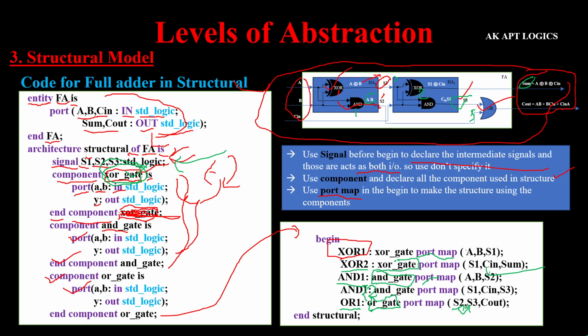If you have specified inputs first in the entity, then the first two values will be treated as inputs only, and the last one will be treated as the output. If you have specified an output first in the entity, then the first value you mention in the port map will be treated as the output. This point you need to remember. We will discuss it again further, don't worry. So S2, S3, and we are getting the final carry as the output, which is Cout. We have begun the architecture structural, and we end it with end structural.